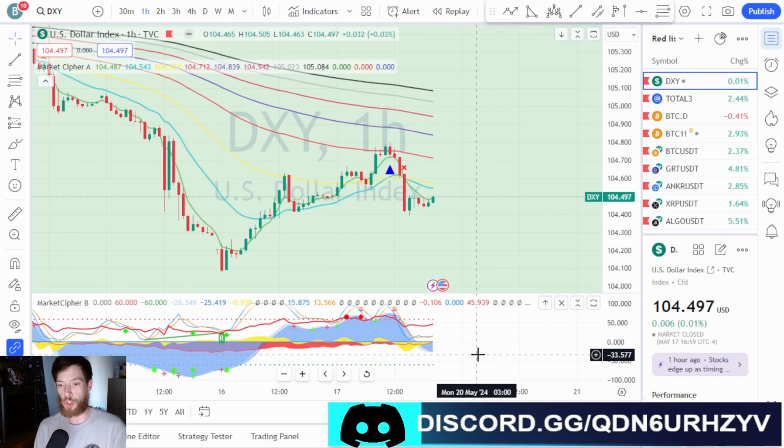If that VWAP rejects this neutral or makes a lower high and then pulls back for consistent lows, momentum will remain bearish and that money flow could reject. That would in turn push the higher time frames lower.